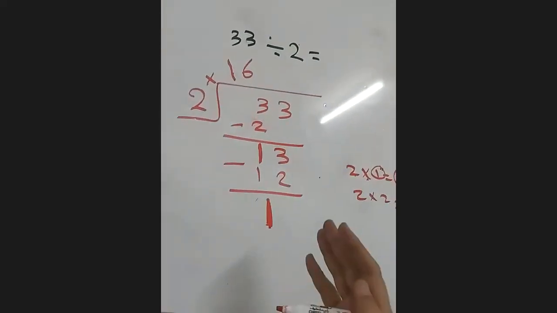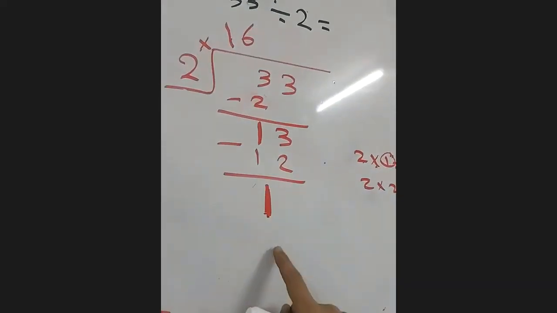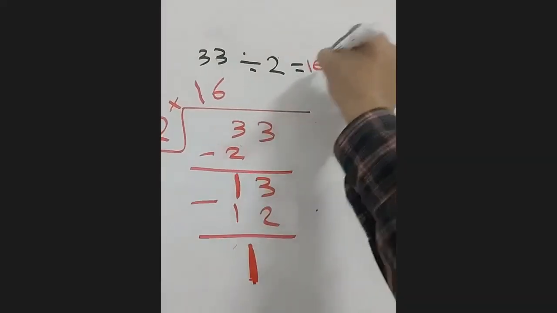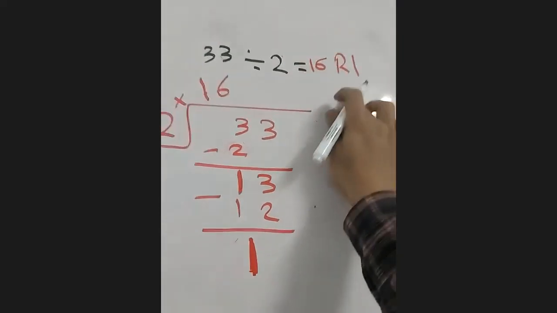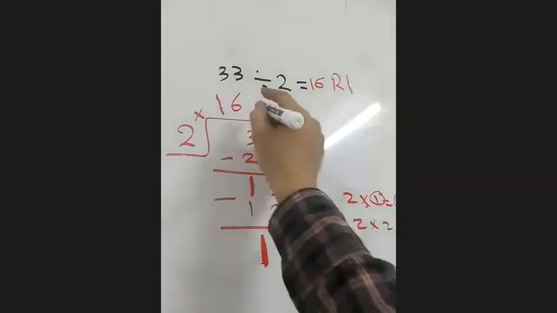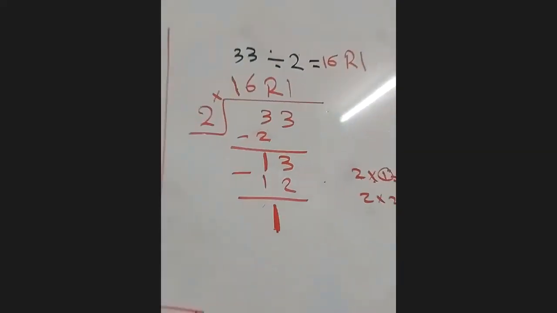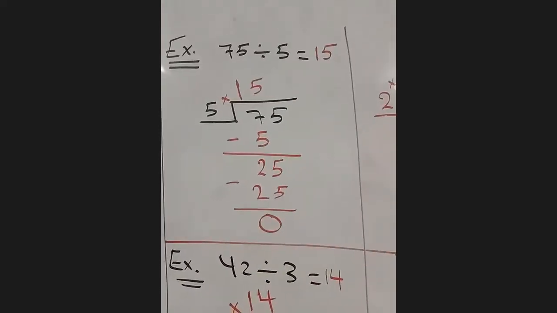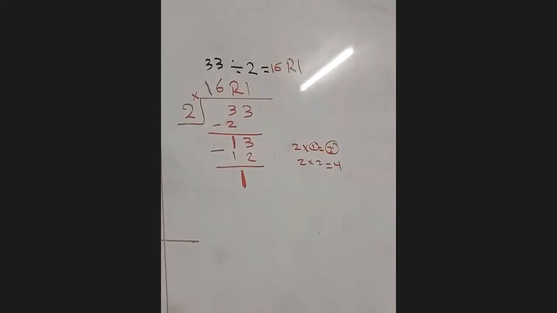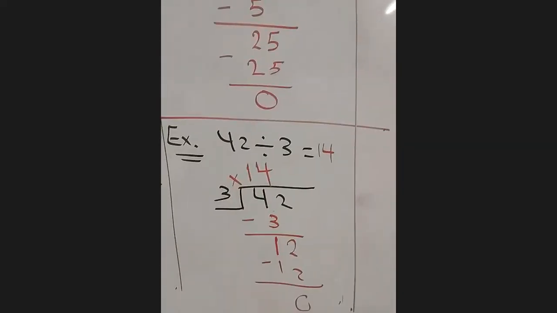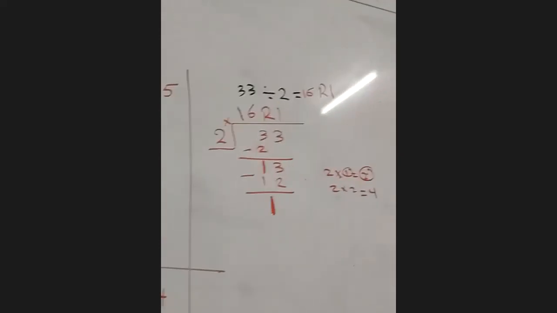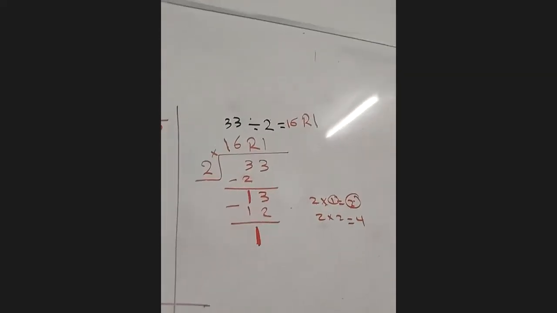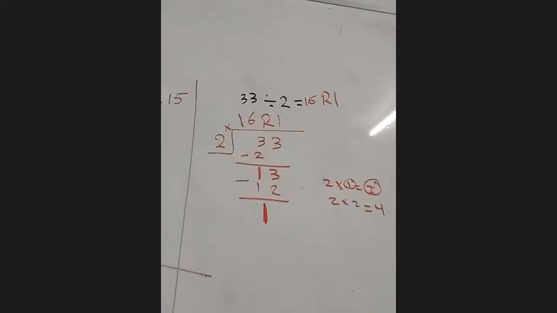So what will my answer be? 16, remainder 1. R means what? Remainder, and I can write it here also. So the answer is 16 with remainder 1. Sometimes we have a remainder, sometimes we have no remainder, and then there is no need to mention it. If we have a remainder, we put it with the solution up. So this is the idea of long division.